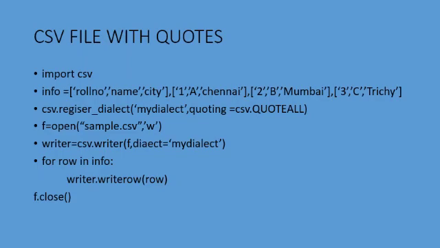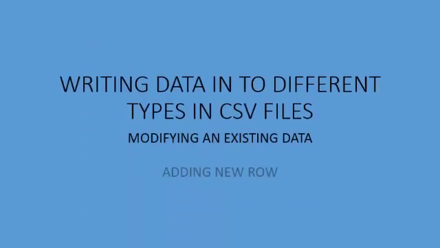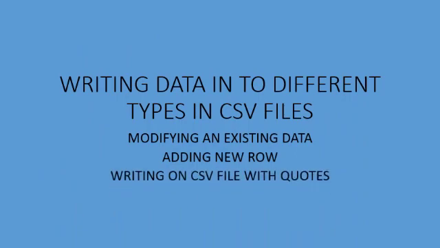That's all. So this is called how to create a CSV file with the quotes. The same thing is like reading: I am giving quoting equal to csv.QUOTE_ALL. That's all. So this is how to create a CSV file with quotes. So students, in today's class we have seen only 3 topics: modifying an existing data, adding a new row, and writing on a CSV file with the quotes.